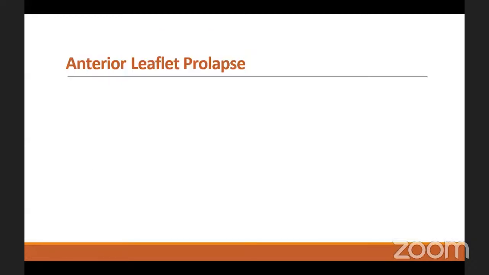So this is for the posterior leaflet prolapse. We have talked about the quadrangular resection, the commissuroplasty, and the sliding valvuloplasty. For the anterior leaflet prolapse, the main problem is within the chordae. So we have different techniques for that.